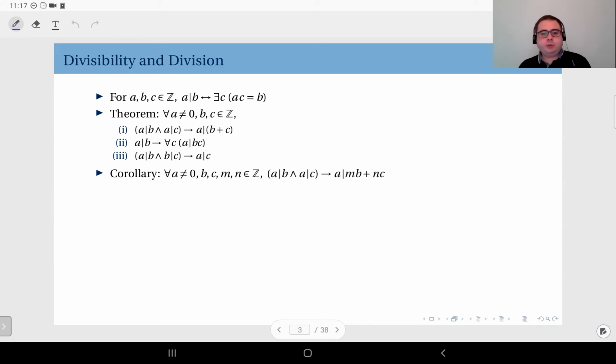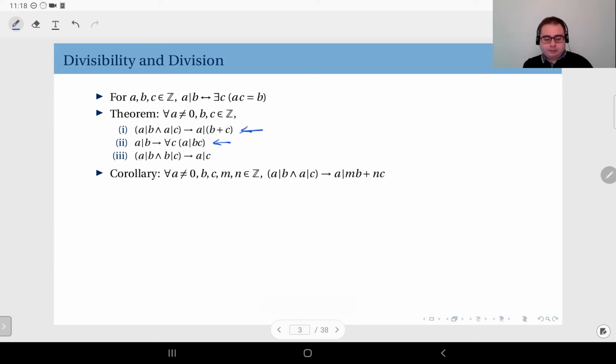Based on this definition, we have this theorem. This is quite useful in a lot of cases, and it's quite trivial. I'm not going to give the proof because just the application of the definition gives you most of these results. For integers a, b, c, where a is non-zero, we have if a divides b and at the same time a divides c, then a divides b plus c. Okay, so if a divides b and also c, a also divides their sum, b plus c, and a also divides their product, b times c in this case.